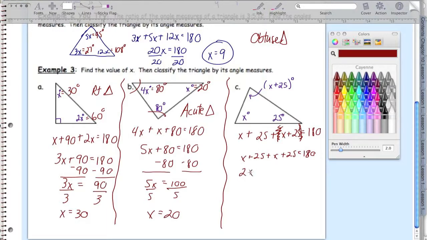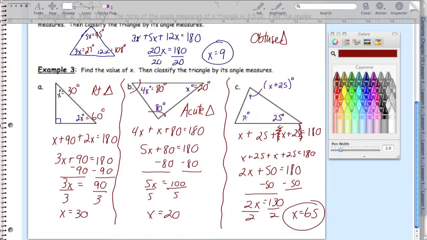X plus x is 2x, 25 plus 25 is 50, so now we have this. I'm going to subtract 50 on both sides. 2x is equal to 130, divide by 2, x is equal to 65. Substitute it back in to find out what kind of triangle we have. 65 degrees, 25 degrees, and 65 plus 25 is 90. So we have a 90-degree angle in this one. And when we go ahead to classify it, we have 90, 65, 25. This is a right triangle. And that's sometimes used in abbreviation RT.